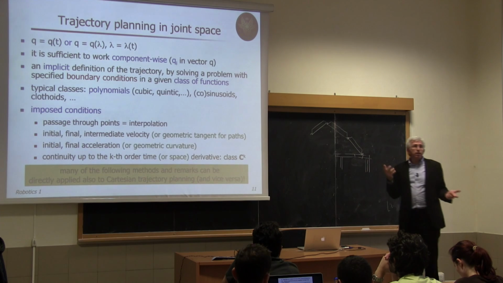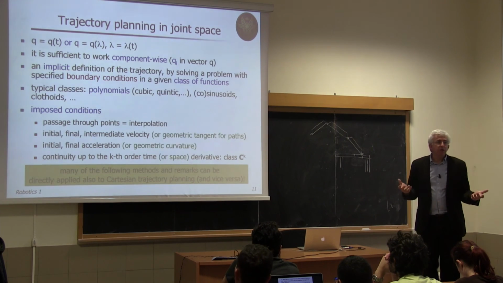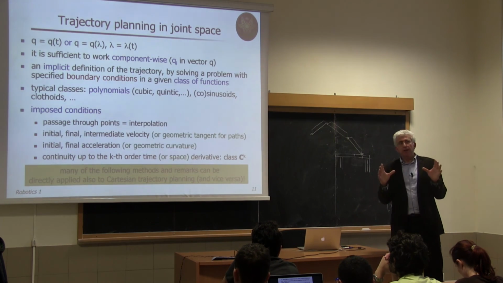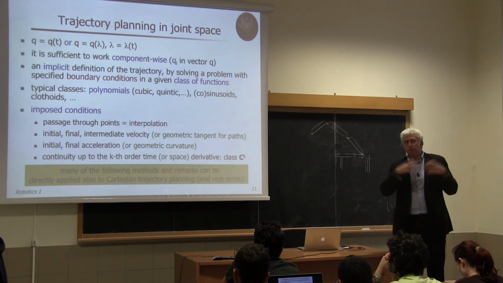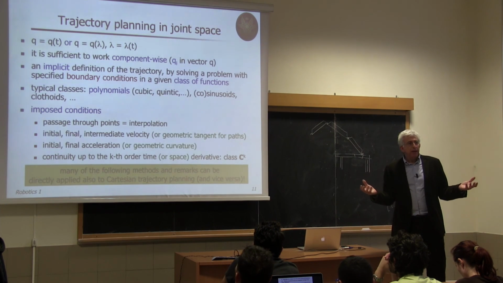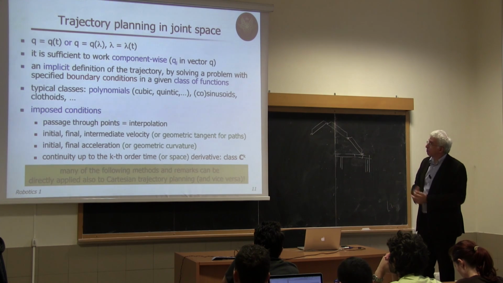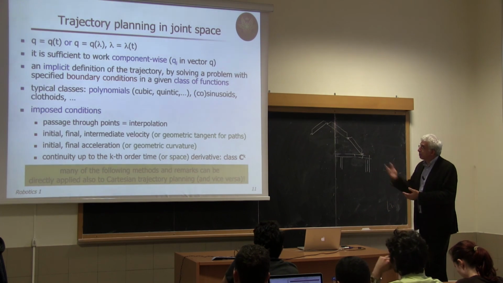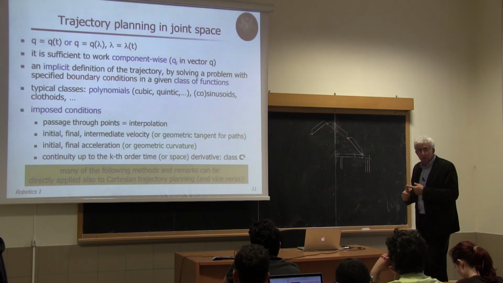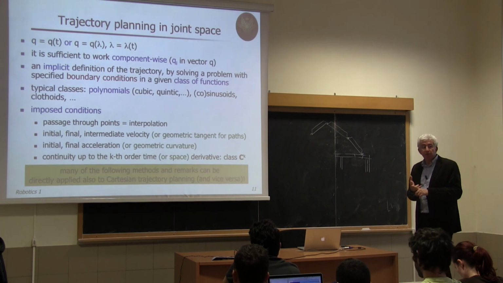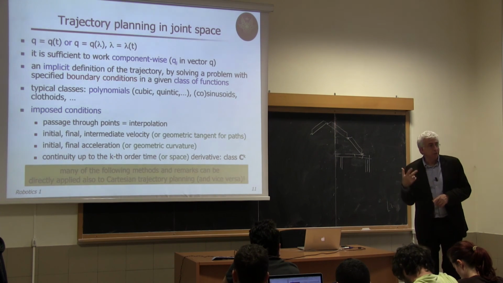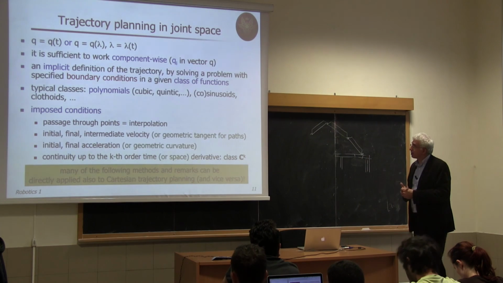Typically, how do we solve the problem? By imposing conditions, by choosing a class of paths or of trajectories directly, which has enough parameters to satisfy the conditions that we want to impose. And we will make some examples of boundary conditions. And the typical classes are those listed, in particular polynomials: cubic, quintic, and seventh order polynomials are those that you should be more familiar with.